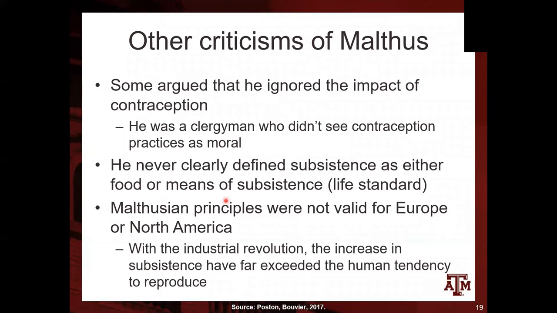And actually, the Malthusian principles were not valid for Europe or North America exactly because of all the advances that we saw with the Industrial Revolution. With the Industrial Revolution, the increase in subsistence far exceeded the human tendency to reproduce. Now, because of contraception, people postpone the age at which they have children. Contraception makes fertility decline. And we have a much better ability to produce food in a much faster way because of technological advances. So we will not have such severe effects on our quality of life, because population is not growing so much faster, since we have contraception and also because we can produce food in a faster way, okay?